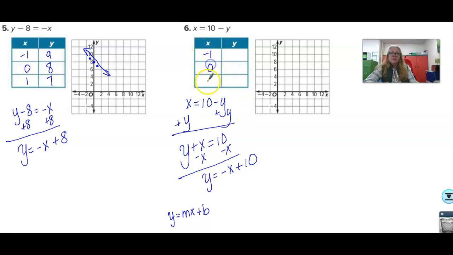Make x -1, 0, and 1. The opposite of -1 is 1, and 1 plus 10 is 11. The opposite of 0 is 0, and 0 plus 10 is 10. And the opposite of 1 is -1. -1 plus 10 is 9. There are definite similarities to the last problem. All right, -1, 11 would be here. 0, 10 would be here. And 1, 9 would be here. Once again, we have a little line that I will destroy.